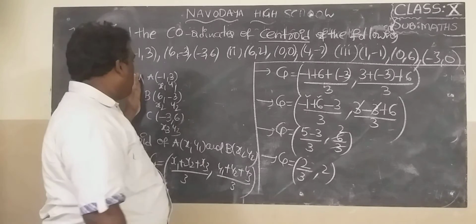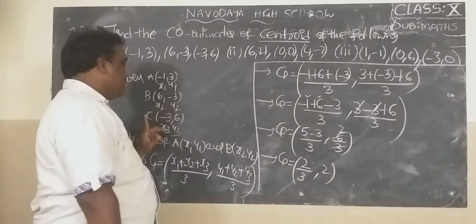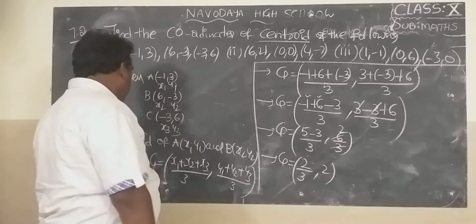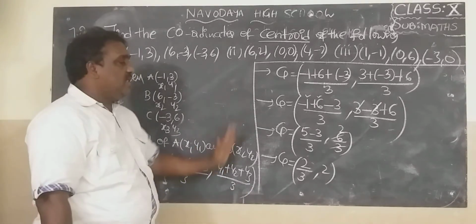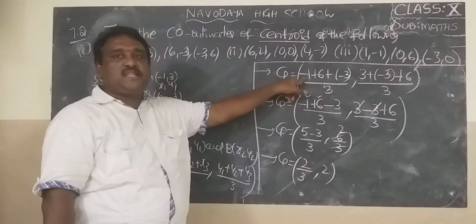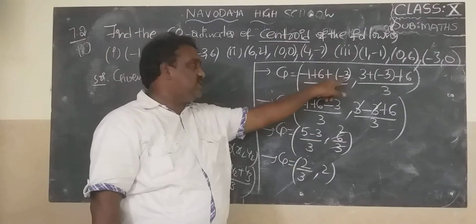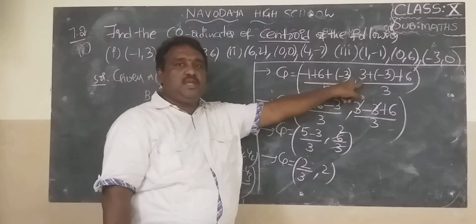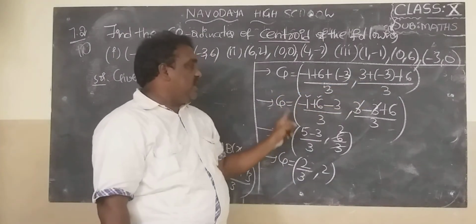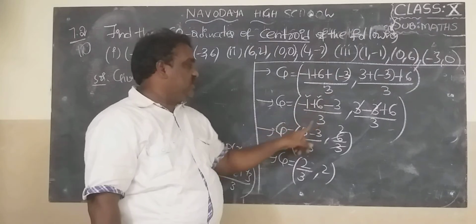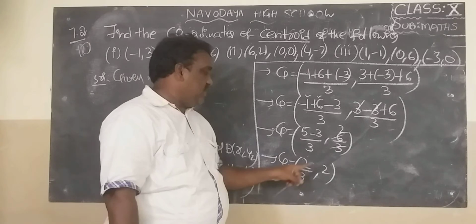See again, first point is A, let it be x1 y1. Second point is B, let it be x2 y2. Third point is C, let it be x3 y3. This is the centroid formula. Substitute: x1 is minus 1, plus x2 is 6, plus x3 is minus 3, by 3. y1 is 3, plus y2 is minus 3, plus y3 is 6, by 3. Then minus 1 plus 6 is 5, minus 3. 3 cancels, 6 by 3. So 2 by 3 comma 2.